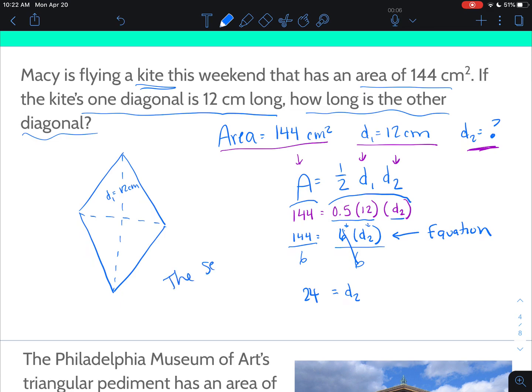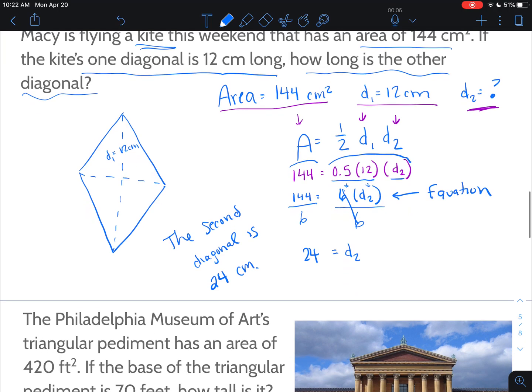So the second diagonal is 24 centimeters. Okay, pause the video, write that down. I know it's a lot. We have 2 more to do.